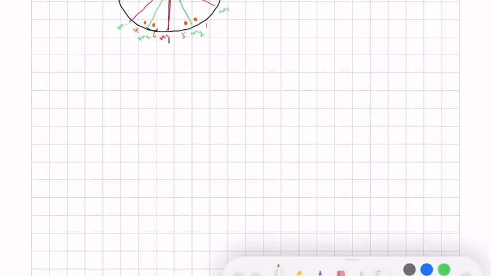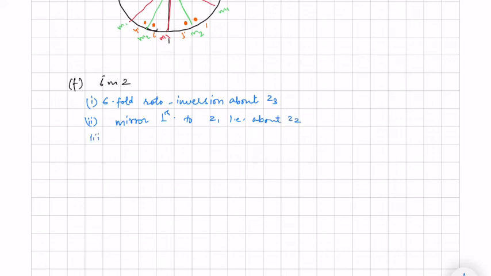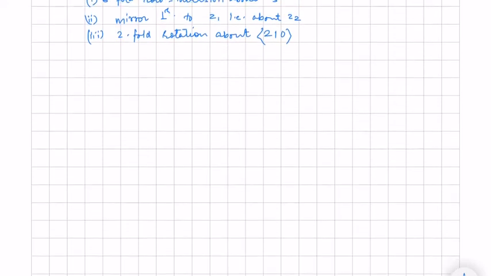Now next we go on to sixth point group for hexagonal crystal system, that is 6 bar m 2. Again it is 6-fold roto inversion about Z3, then mirror perpendicular to Z1, that is about Z2. Then third is 2-fold rotation about 2-1-0. Okay, let us draw now.